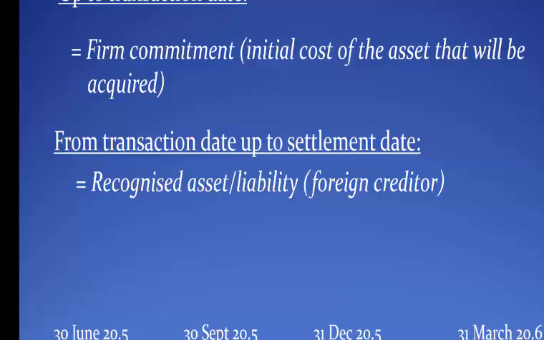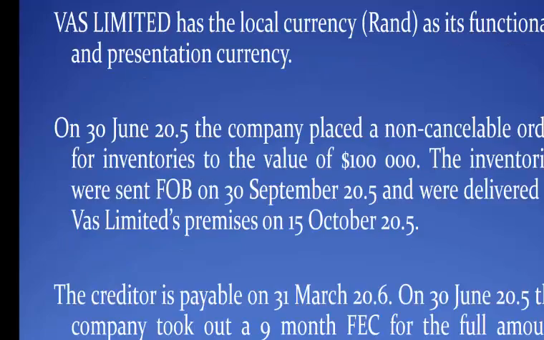So therefore that item will be hedged for the next 2 periods, until the end of the year, and then the 31st of March is until the payment date. We also have the hedging instrument, which is the FEC, and the FEC will be valued and translated for that full period from 30 June until the end of March 20.6, because we took out the hedge for the whole period. So let's now move on to our class example number 2.